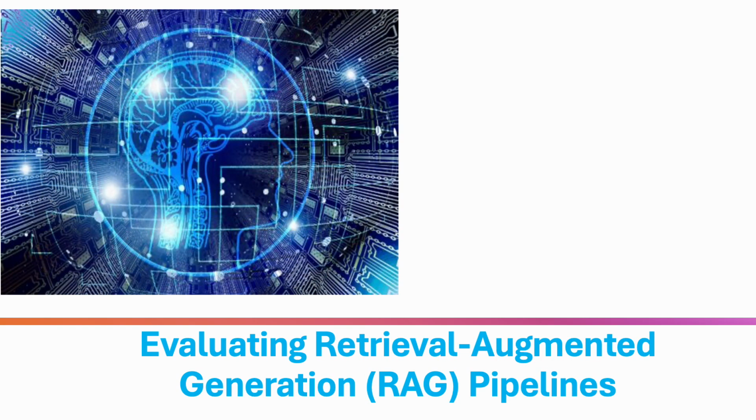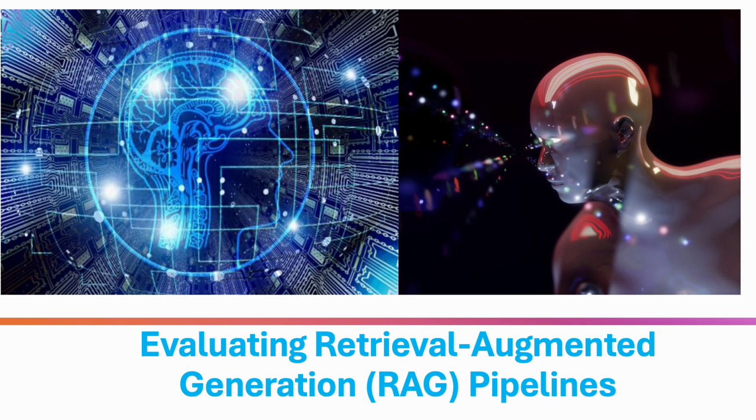Welcome to this session. Today we will dive into the evaluation of retrieval augmented generation (RAG) pipelines. RAG pipelines are a type of AI model designed to generate text by retrieving relevant information from external sources and then using that information to create a response. In this presentation, we will explore the various dimensions used to assess the effectiveness of RAG pipelines, ensuring they are producing high quality and informative output.